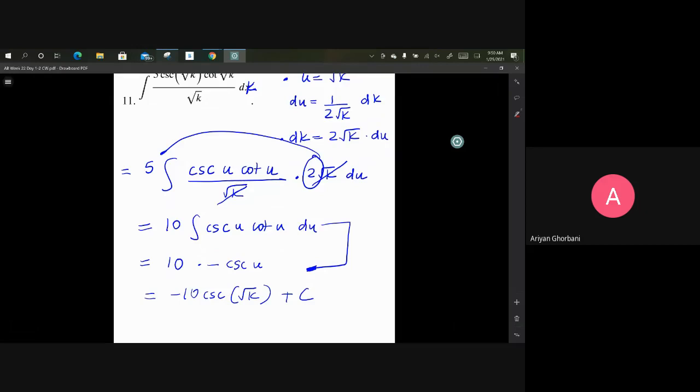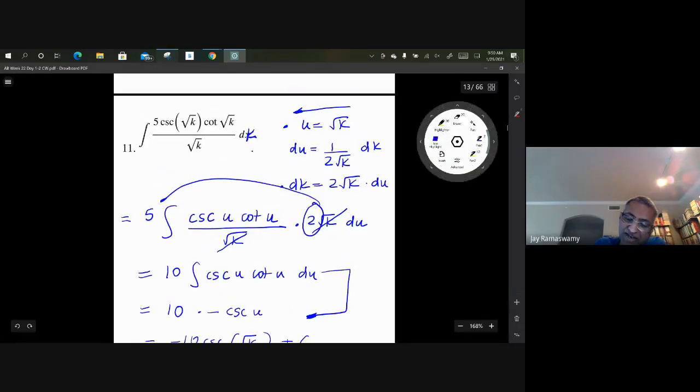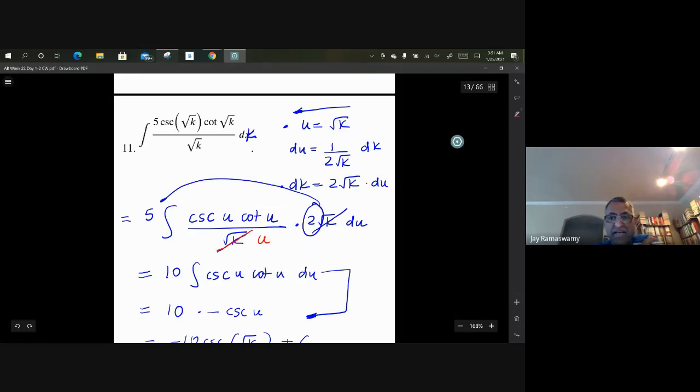So what if instead of radical K on the bottom, you replace it with u? Very smart. Everybody, I was hoping somebody would ask me that question. Mr. Gurbani says, everybody look at the board. He says, instead of the radical k on the bottom, I replace this with u. There's no problem there. So I would have a u there.